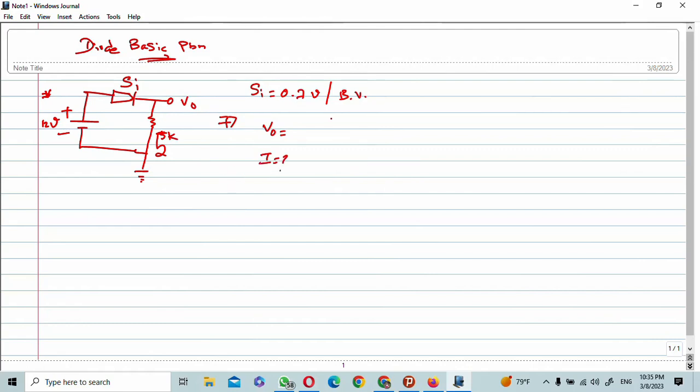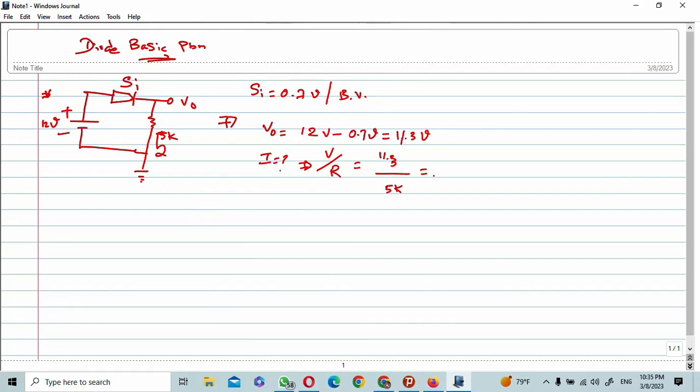So V0 is 12 volts minus 0.7 volt, which is equivalent to 11.3 volts. From the given data, the resistance is given, so we are going to solve for the current through the diode. According to Ohm's law, I equals V by R, so here 11.3 divided by the 5 kilo ohm resistance.